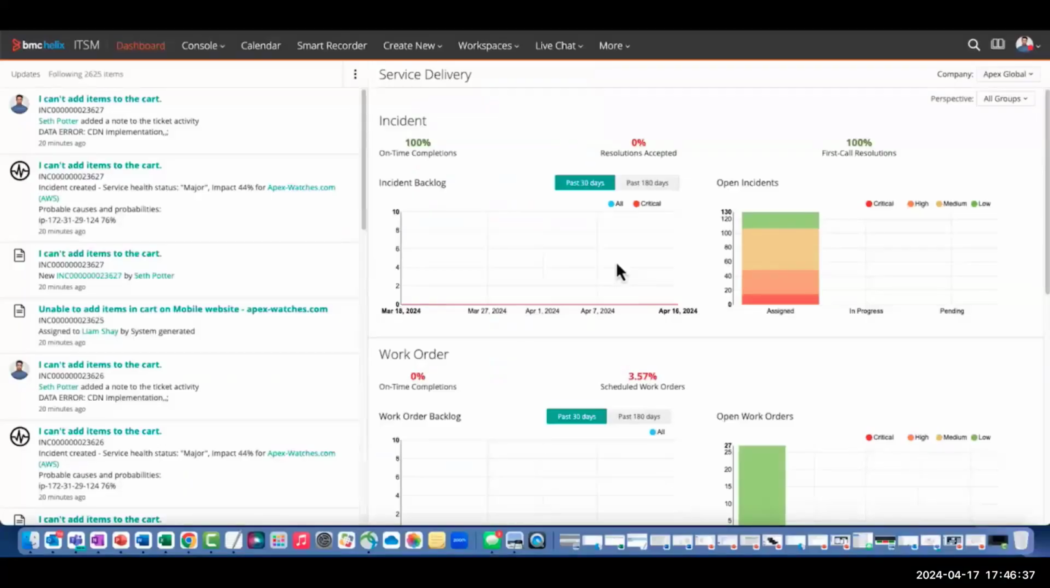So our story starts with users reporting that they cannot add items to their cart. What you can see here is an IT service management application, and you can see a list of tickets. So let's go into the ticket and see what we can actually see, and see how AIOps can help us identify what the problem is and allow us to rapidly fix the issue.